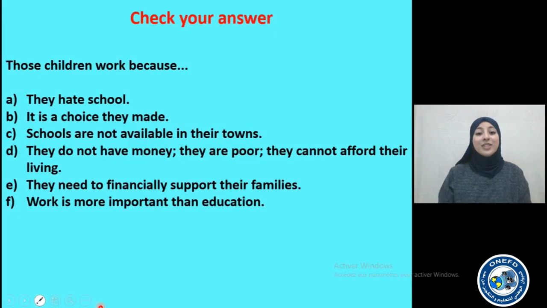Let's check answers together. Those children work because schools are not available in their towns. Second reason, they do not have money, they are poor, they cannot afford their living. Third reason is they need to financially support their families. You have done well. Now let's go together to see task 4.